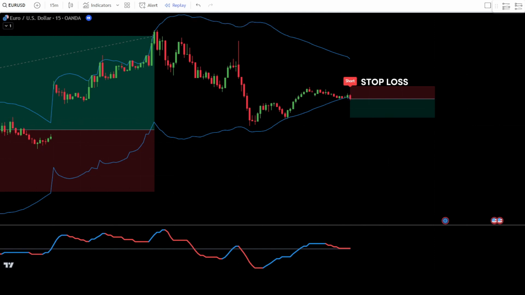Place the stop loss at the last swing high. Use a take profit target with a risk-reward ratio of 1 to 1.5.